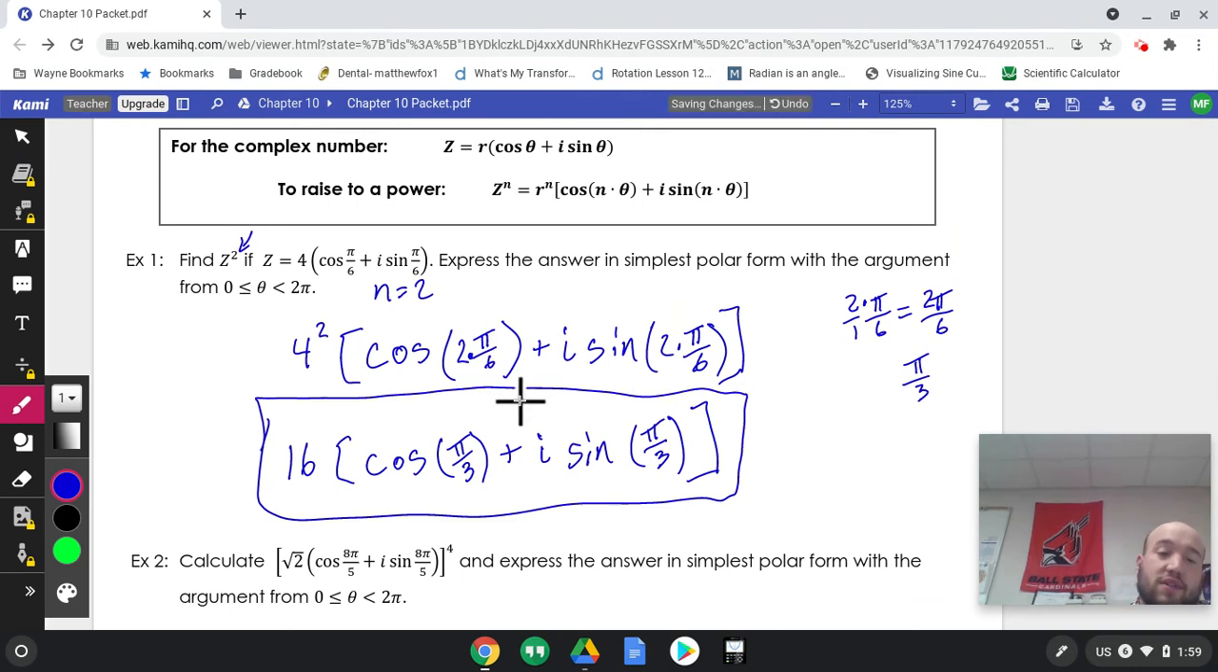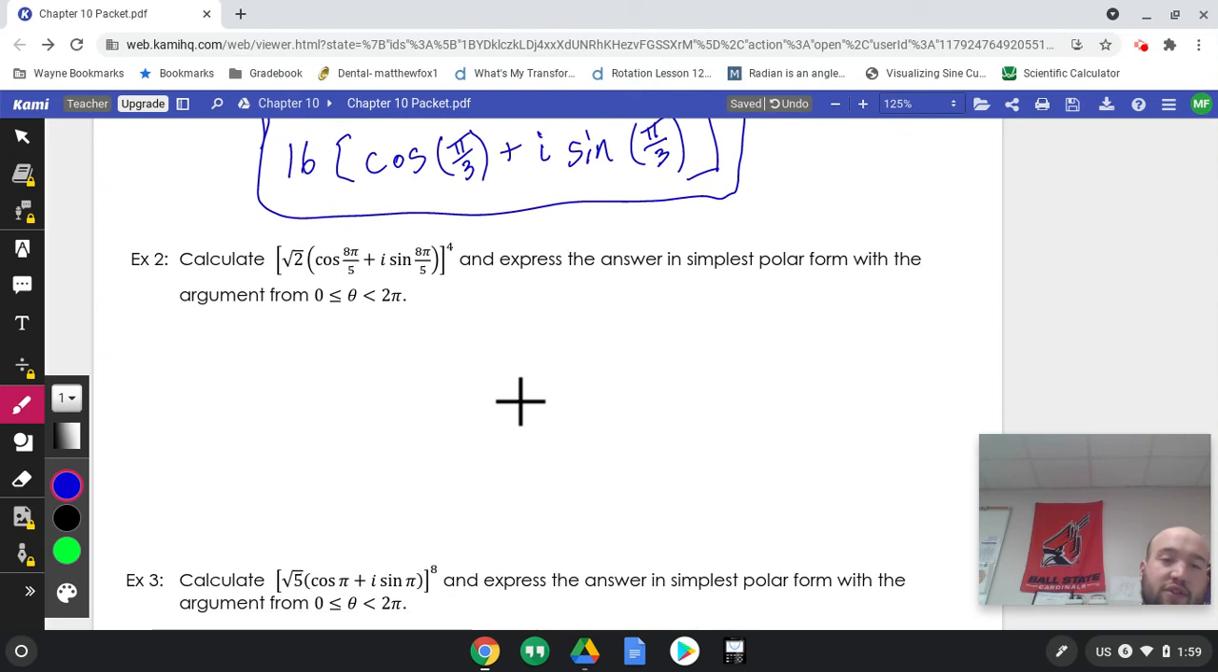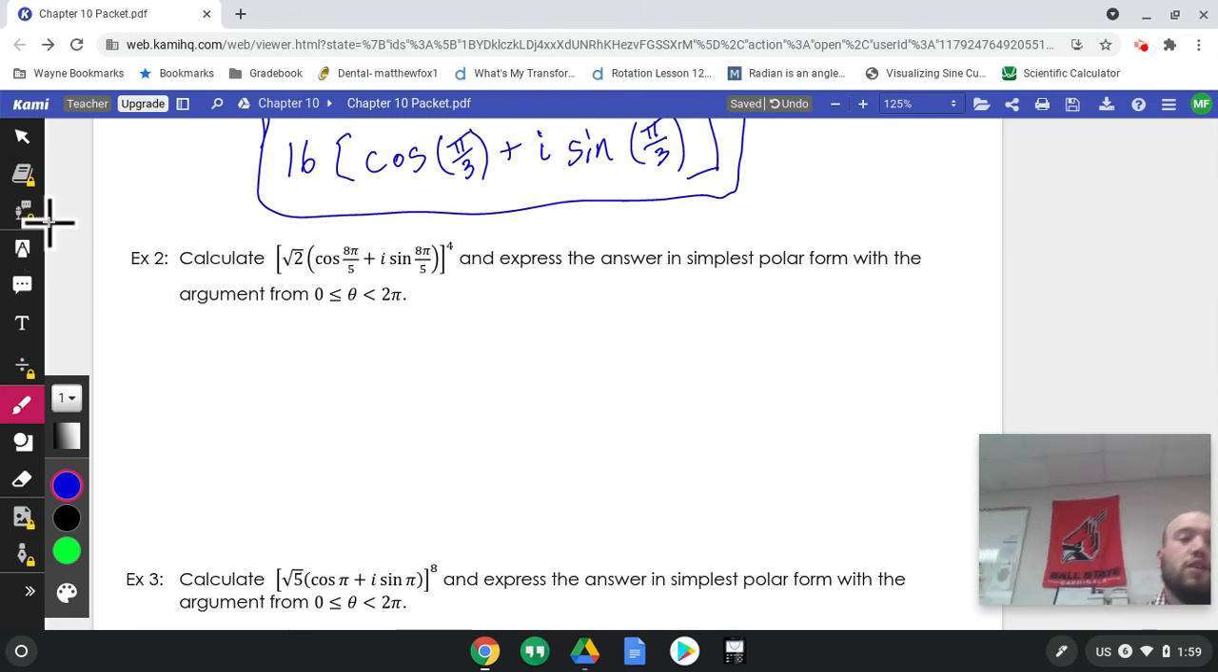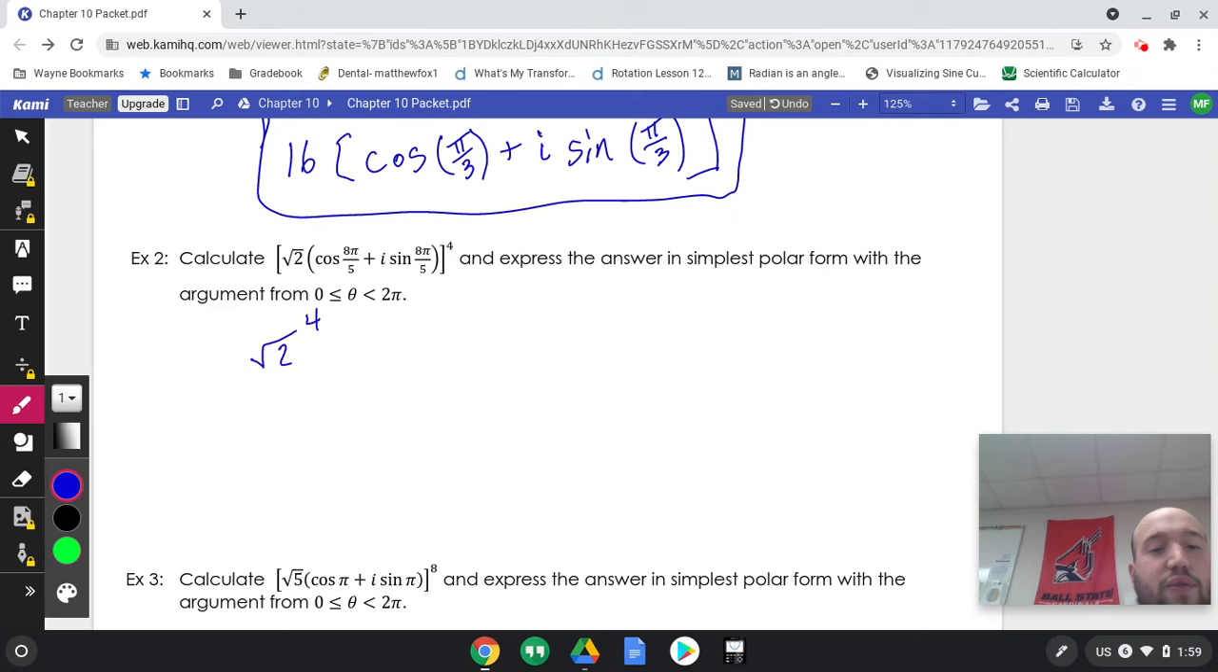So let's do the next one. This next one is a little bit more difficult. It's raised to the 4th power. So we start off the same. In this case, r is square root of 2, so square root of 2 to the 4th.